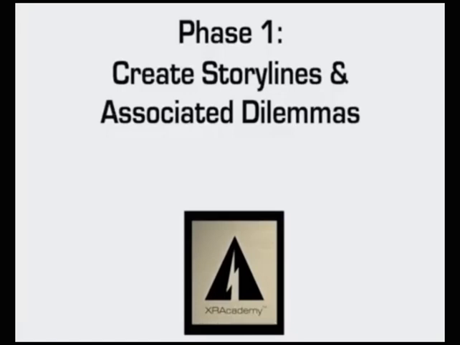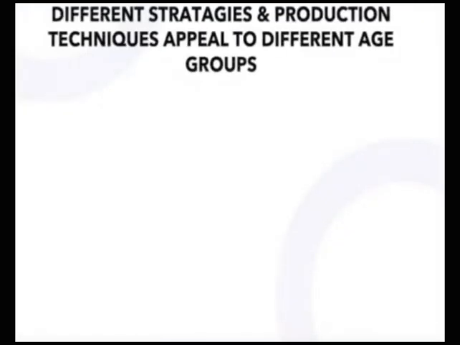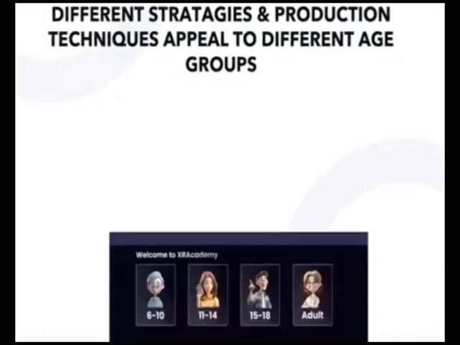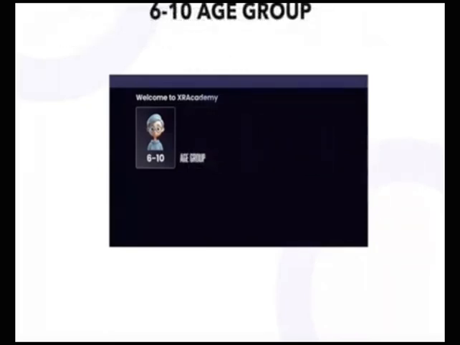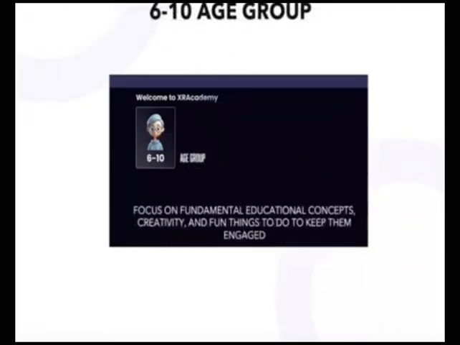Phase 1, create storylines and associated dilemmas. The first thing you need to know is your audience, because different strategies and production techniques appeal to different age groups. For example, if you are creating a production for the 6 through 10-year-old age group, you might wish to consider focusing on fundamental educational concepts, creativity, and fun things to do in order to keep them engaged.